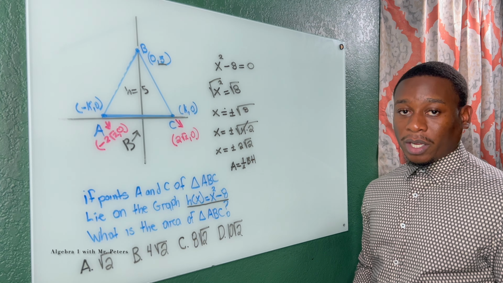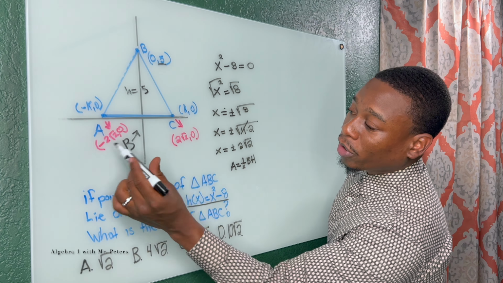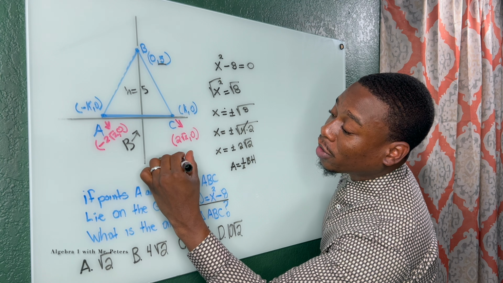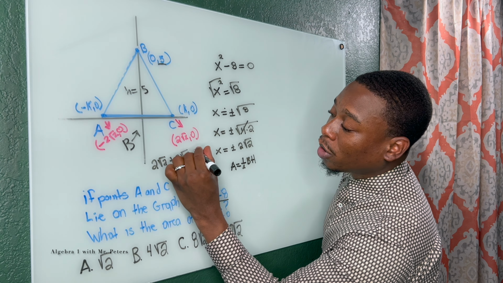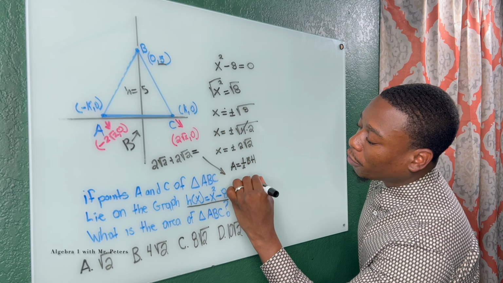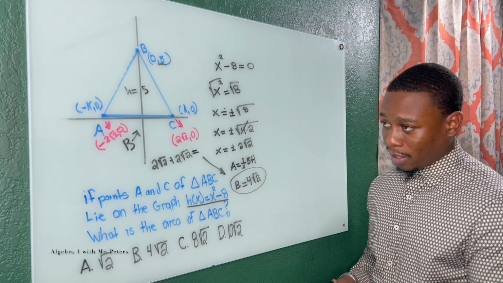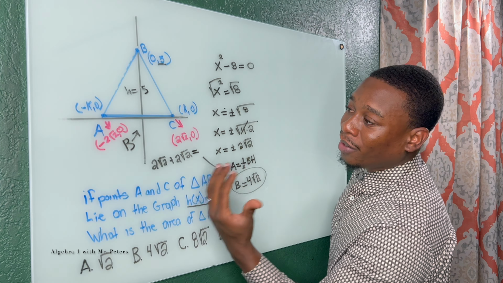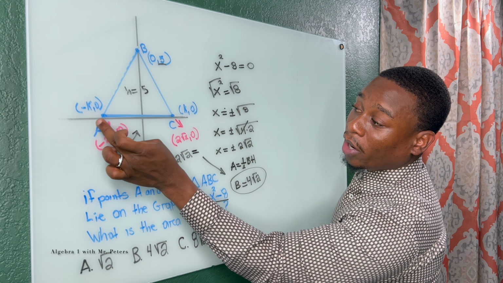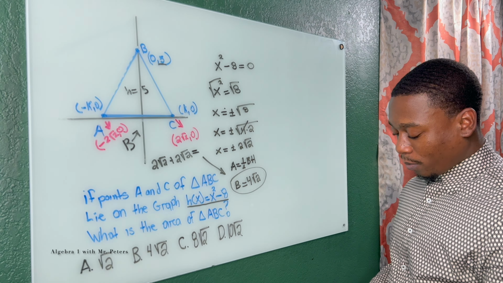Now, the only issue here is the base is not 2 radical 2, all right? For us to get the base, we're going to have to add 2 radical 2 plus 2 radical 2. So my actual base, let's put this over here, is going to be equal to 4 radical 2. You have to make sure that you understand that. Even though this is negative, side lengths of triangles can't be negative. So from here to here is 2 radical 2. From here to here is 2 radical 2. When we add it, 4 radical 2.